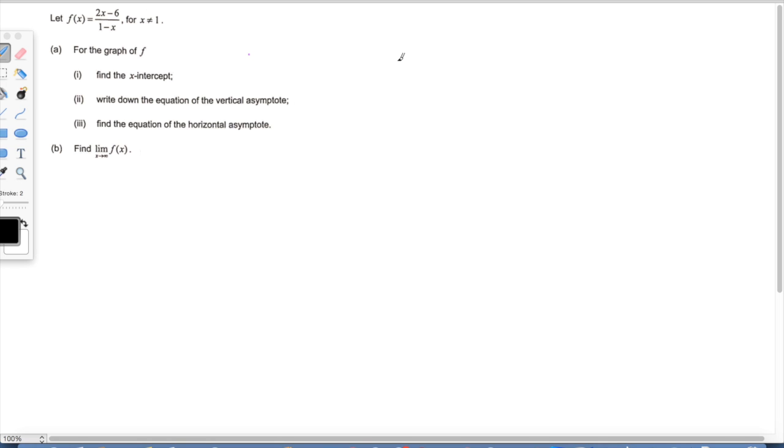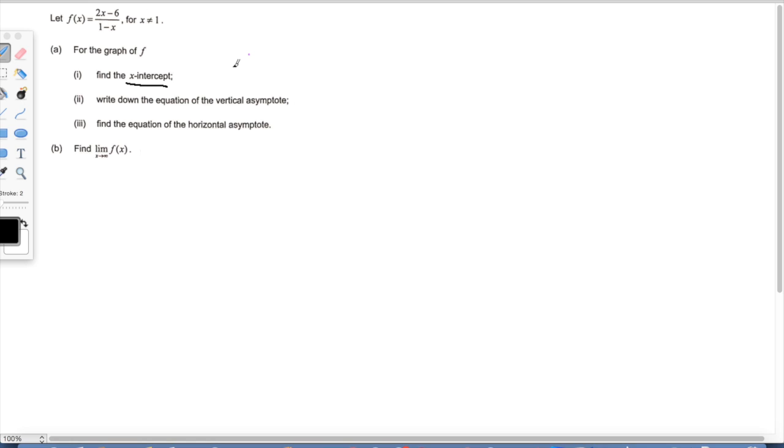So in part A, we are required to solve for three items: the x-intercept, vertical and horizontal asymptote. And these three items are very often tested in the IB exam. They won't all appear, but at least 1 to 2 of them will appear in the test. So you need to familiarize yourself with these concepts and how to find these points or equations. So first thing, x-intercept.